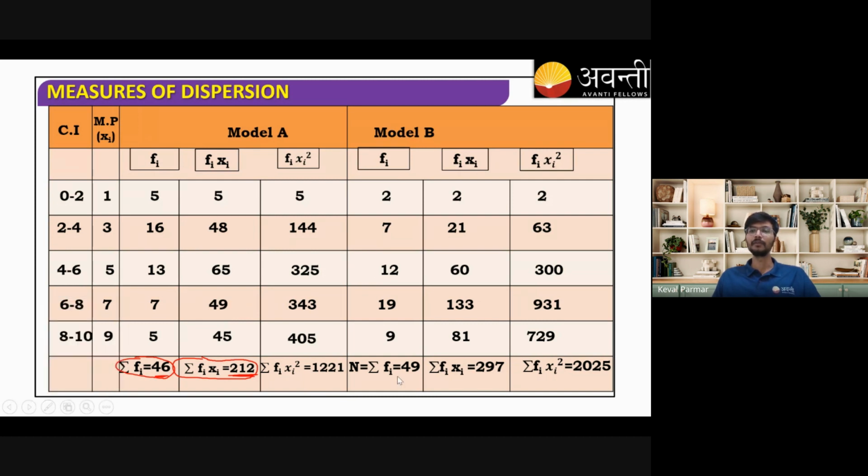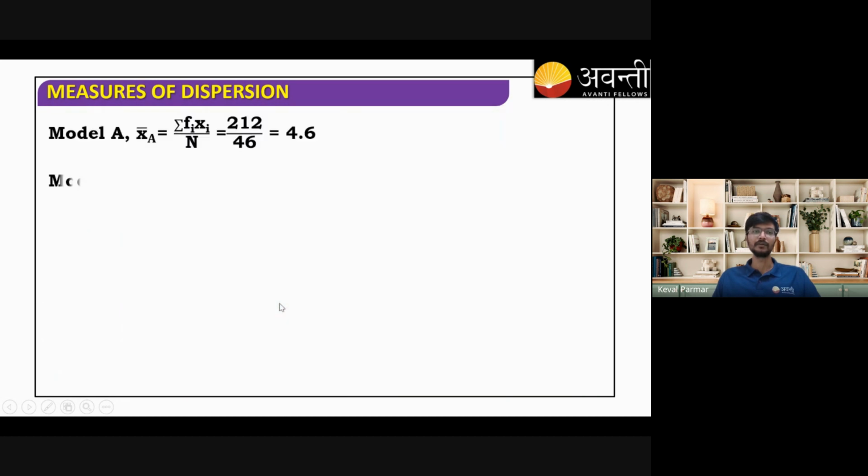And similarly for model B. So let us calculate that. For model A, 212 upon 46 which is 4.6 and for model B, 6.06. So please now note the means are different. That means to compare them we need coefficient of variation.